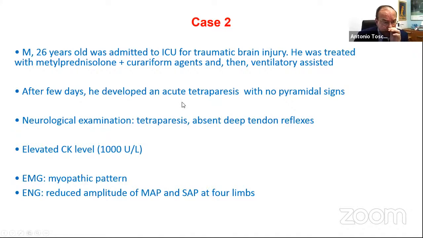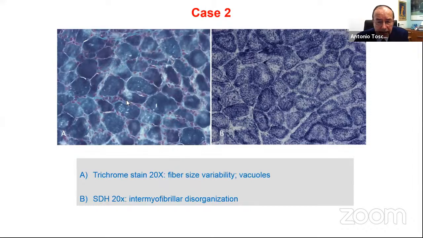In few days after his admission, he developed an acute tetraparesis, no pyramidal signs, so this means that it was not related directly to the trauma, but of course it was related to the use of this kind of drugs. Tetraparesis present, elevated CK, myopathic pattern, but also a reduced amplitude of MAP and SAP at 4 limbs. So this was the picture, the morphological picture.